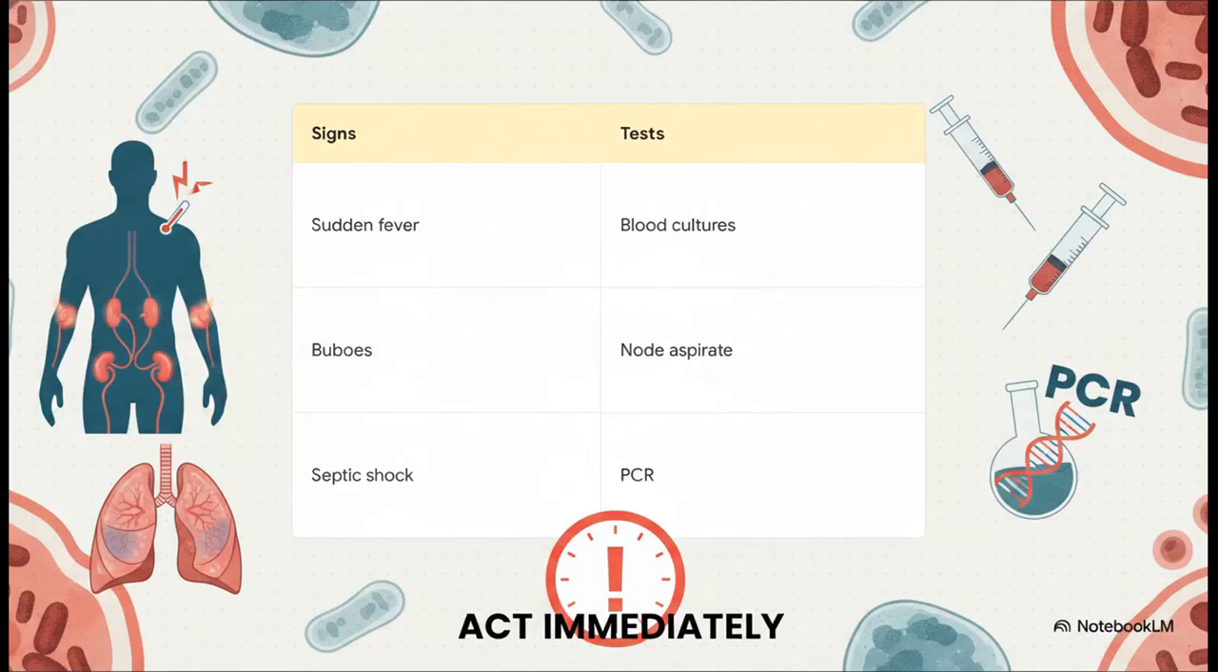Symptoms hit like a freight train: sudden fever, chills, and extremely painful swollen lymph nodes known as buboes. In pneumonic cases, you get rapid respiratory failure. For investigations, we want blood cultures, sputum, and a lymph node aspirate, looking for F1 antigen antibodies or PCR. But listen, here is the golden rule. You absolutely do not wait for lab results to start treatment. If you suspect it, you treat it.